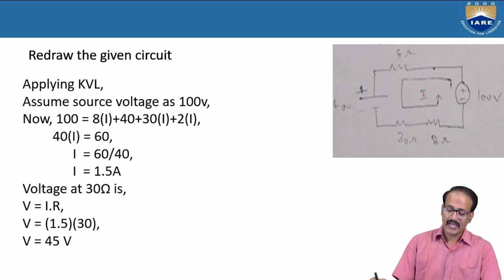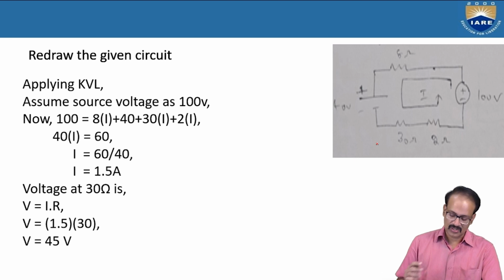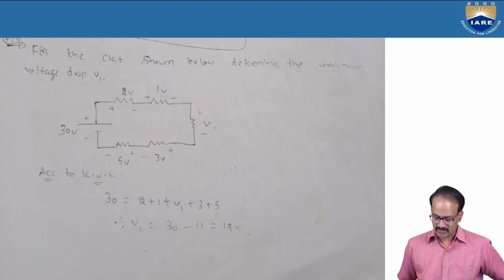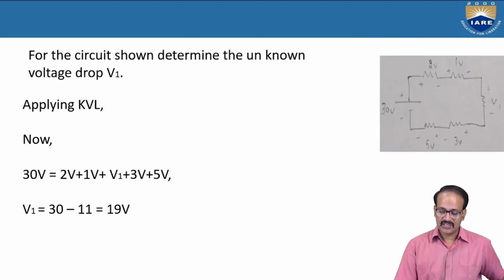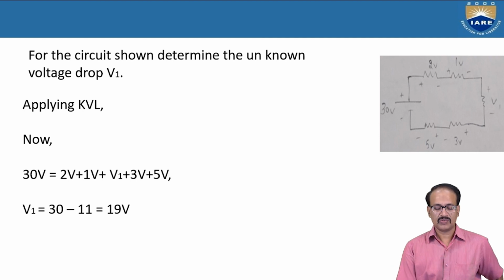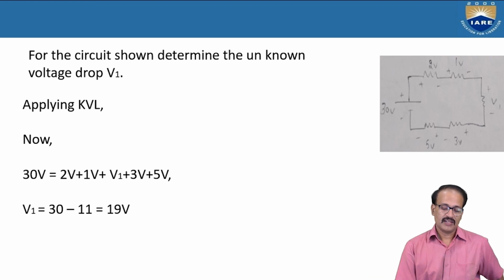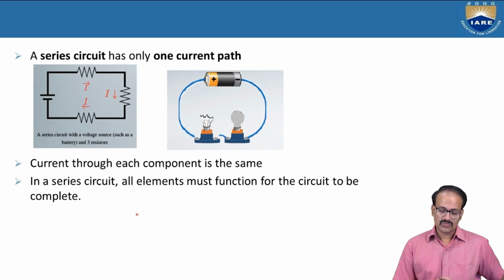So we have I. So I will be same in the series circuit. So I into 1.5 into resistance 30. So we got V is equal to IR, that is equal to 45. So this also we have solved. So the sending voltage, that is only one source here, that is equal to 30 volts plus 2 volts plus 1 volt plus unknown voltage V1 plus 3 volts plus 5 volts. So that is unknown voltage V1. So 30 volts is equal to 2 plus 1 plus 3 plus 5, that is 11, plus V1. So V1 is 30 minus 11, that is equal to 19 volts.